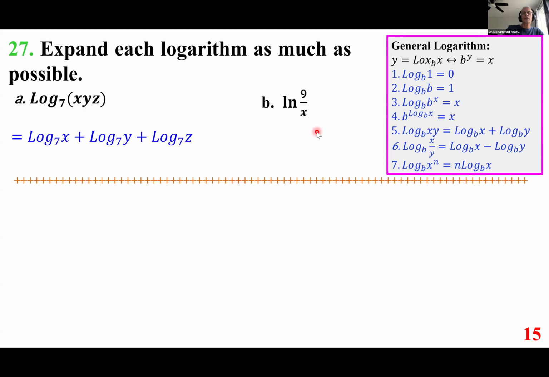ln of 9 over x, we follow number 6, the quotient rule. ln of the top, which is 9, minus ln of the bottom, which is x. Log y to the power of 10, we're going to follow the last property known as the power rule. The power n becomes the coefficient, so 10 log y.